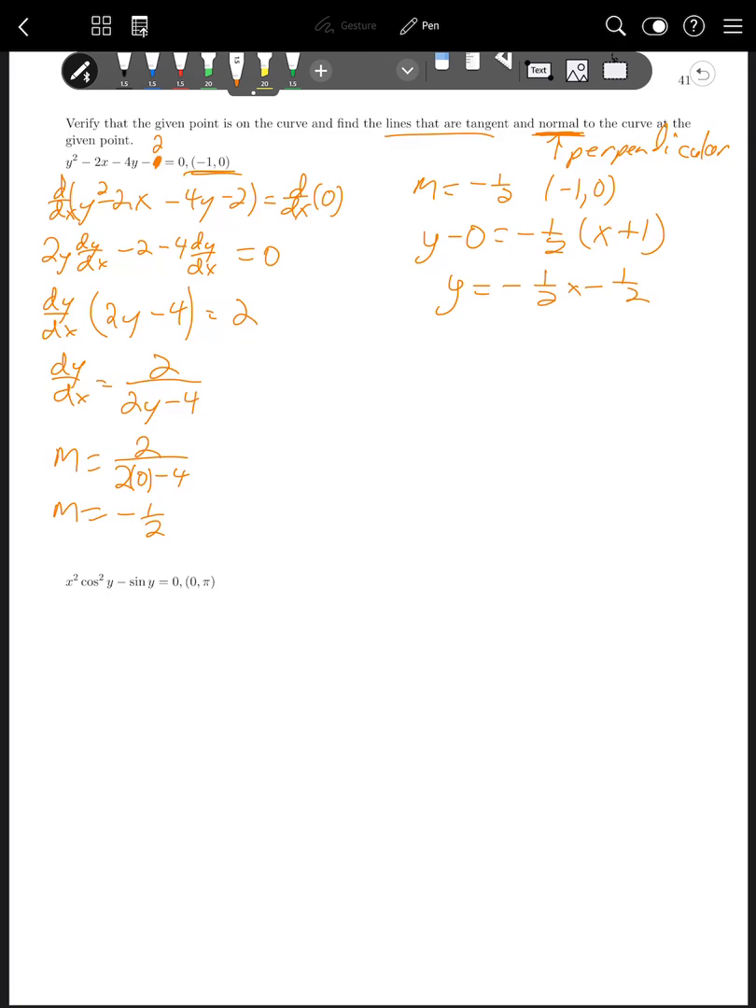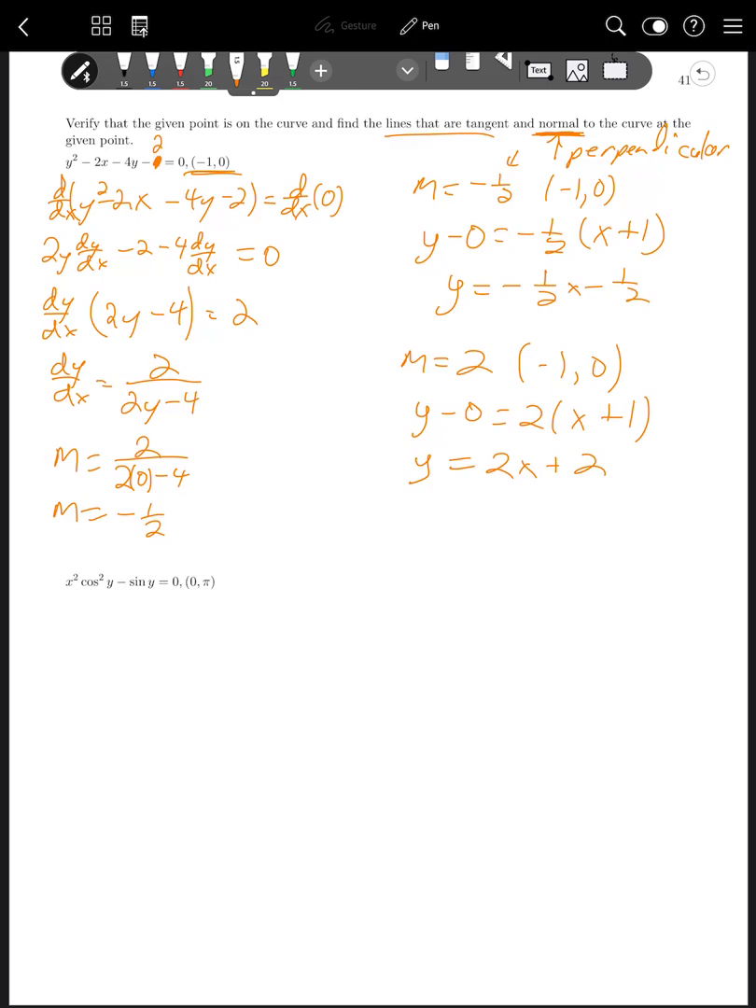And then if I want to find the line perpendicular, I just need to find the opposite reciprocal of this slope. So that means the slope of our normal line is going to be positive 2, right? We flip it over and do the opposite. And it's still going to go through this point. So that would be y minus 0 equals 2 times x plus 1. So that's y equals 2x plus 2. And that's really all there is to that.